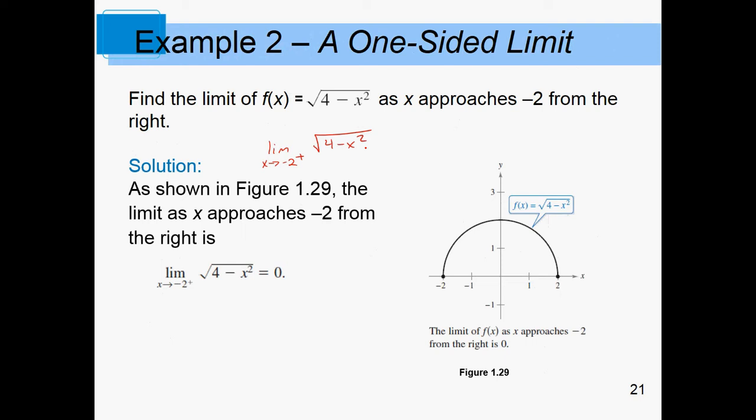The limit as x approaches negative 1, I can just plug it in and get a value. It's not on the boundary. So we're really only talking about those boundary points when we're doing these.